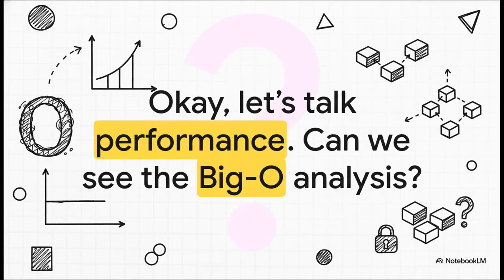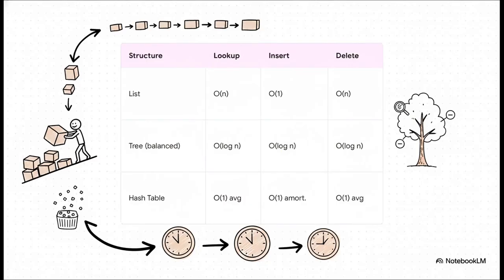So we've used these analogies: teleporting, neighborhoods, moving days. That's great for building intuition. But now let's put some real numbers to it with big O notation. This is how computer scientists formally measure and compare the efficiency of different approaches. This scorecard really tells the whole story.